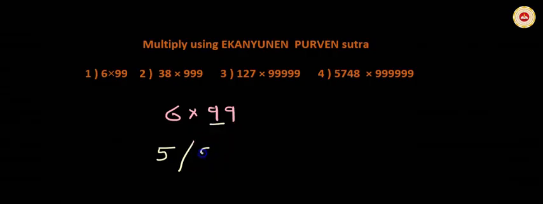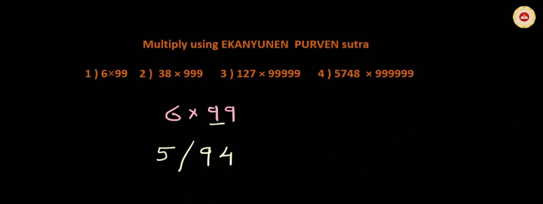So write excess number of 9 in right part first. Now subtract digits in the left part from 9. How many digits are there in left part? There is only one digit. What is that digit? That is 5. So subtract 5 from 9. 9 minus 5, 4.